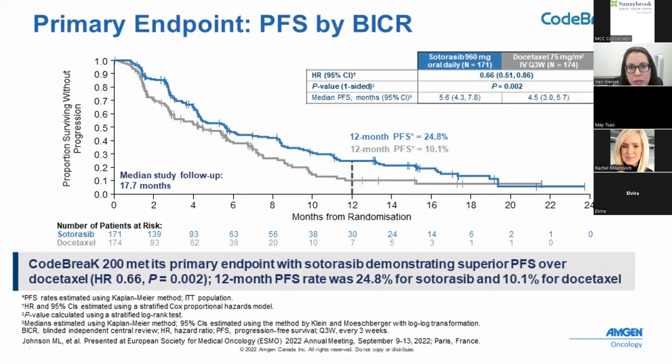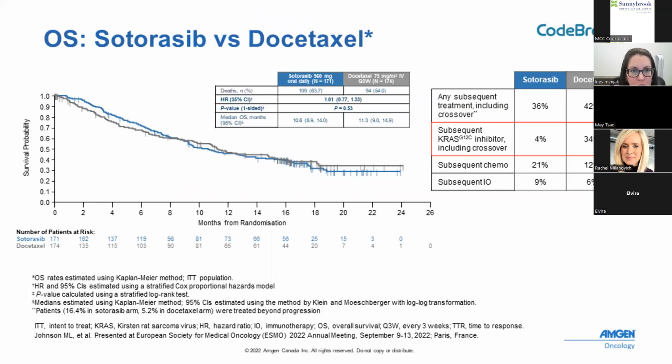So their primary endpoint was statistically significant. At 12 months, the PFS rate for sotorasib was about 25% versus 10% for docetaxel. The actual medians were 5.6 versus 4.5 months. The hazard ratio is 0.66. The overall survival was not powered for, and didn't show a significant difference. And just to highlight, there was a significant proportion of crossover, over a third of patients in the docetaxel arm crossed over to a KRAS inhibitor.